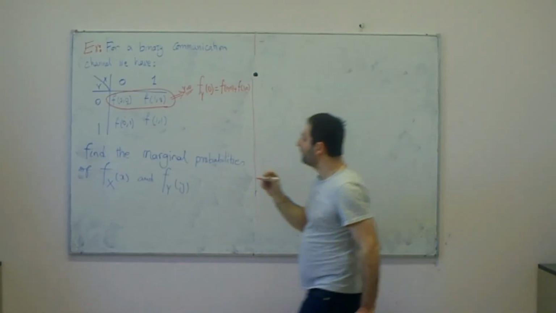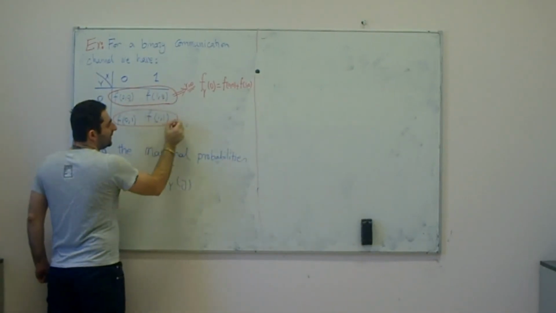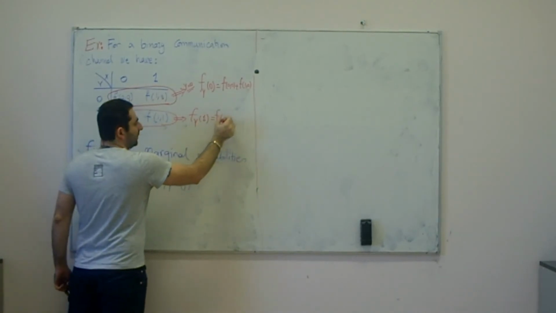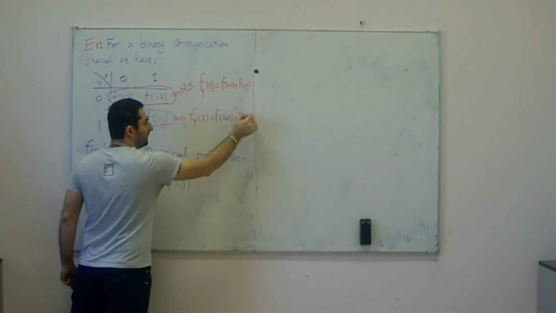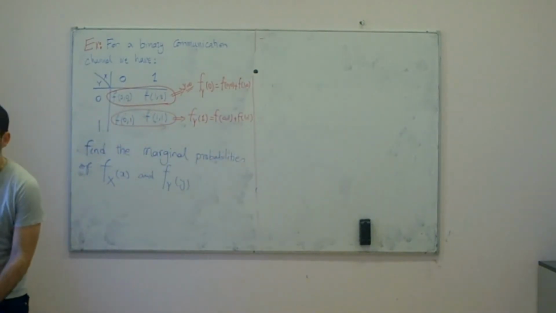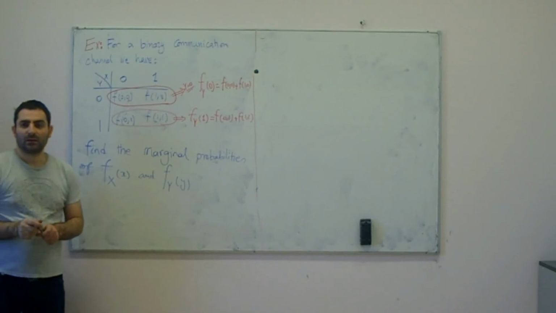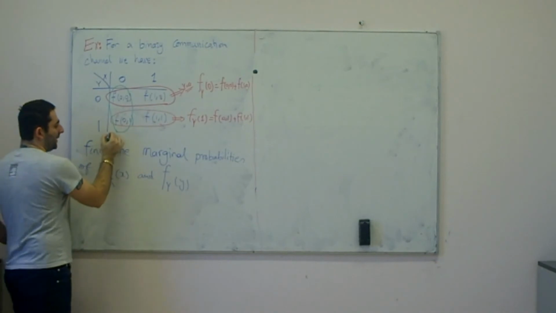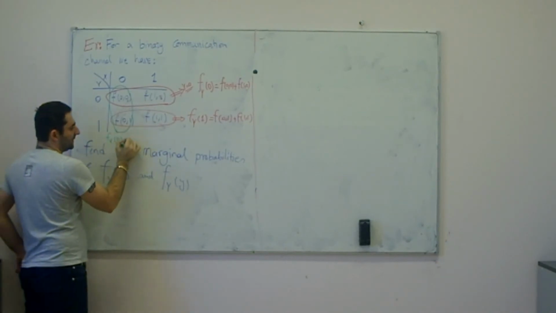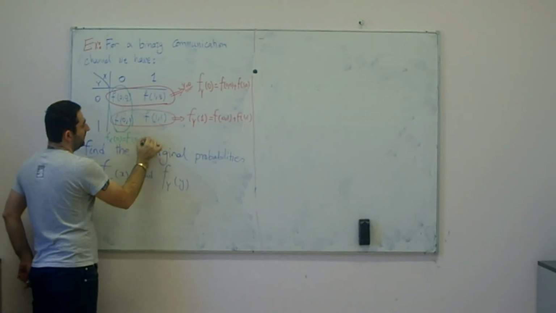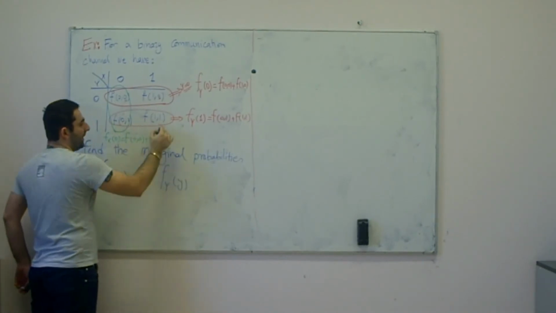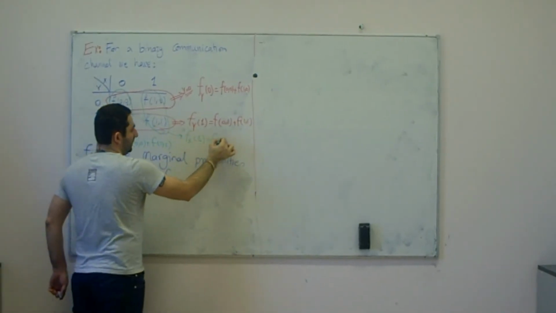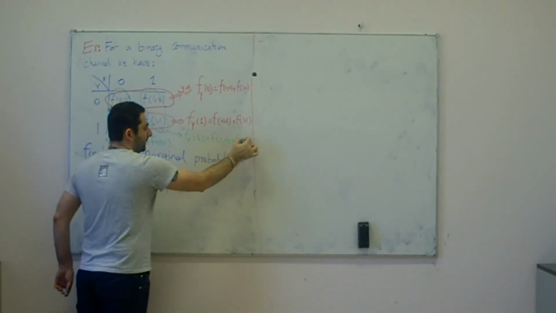Right? What about this one? This is fy1, which is f01 plus f11. So I have found fy. What about fx? Yes, we have to look at the column. Here, x is 0, so I have fx0. This is f00 plus f01. Here I have fx1, which is f10 plus f11.